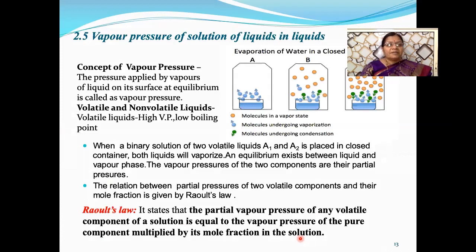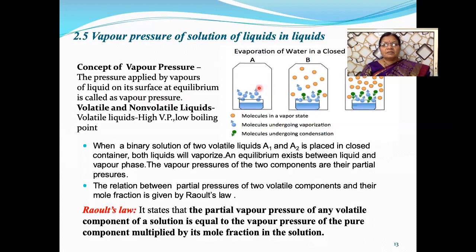Now, after studying the effect of pressure on the solubility of a gas in a liquid solvent, and Henry's law, the next concept is the vapor pressure of solutions of liquids in liquids, meaning both components are liquids. The concept of vapor pressure you have already studied in 11th standard. What is vapor pressure? The pressure applied by the vapors of a liquid on its surface at equilibrium is called vapor pressure. For example, you can see these three figures.